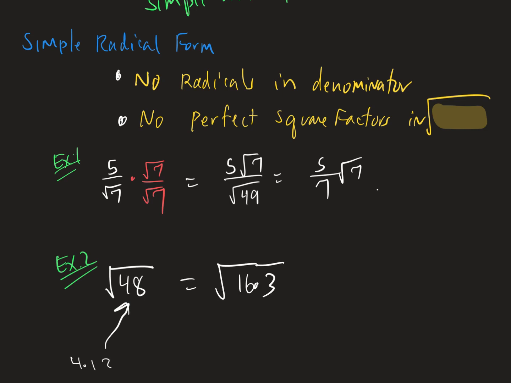16 times 3 is 48. And the square root of 16 times 3 is the same thing as the square root of 16 times the square root of 3, which is 4 root 3. All right, no more perfect square factors underneath the radical sign. That's simple radical form.